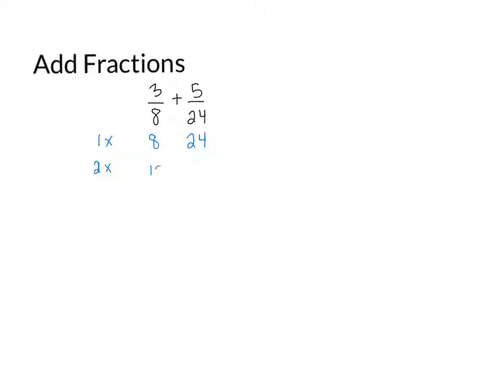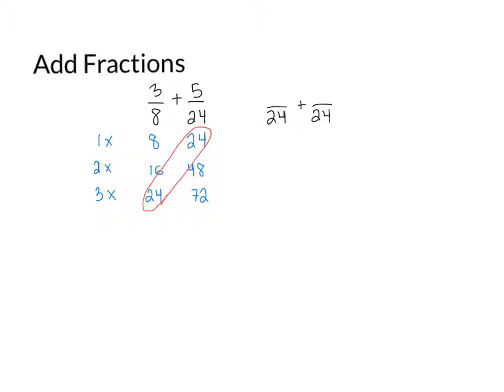2 times 8 will be 16. 2 times 24 will be 48, so we still don't have anything in common. So we better multiply by 3. 3 times 8 will be 24, and 3 times 24 will be 72. And now you can probably say that we should stop, because you see that we have the number 24 in common. So 24 is our common multiple, and therefore that's going to become our least common denominator. So I'll rewrite 24 as the common denominator of both fractions.